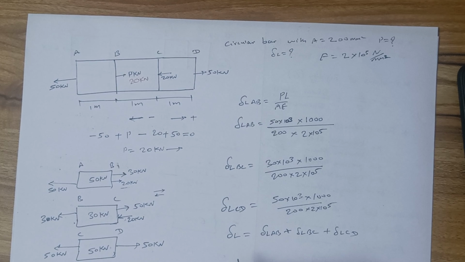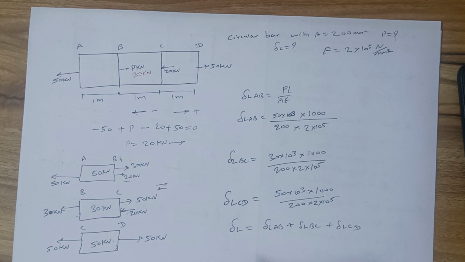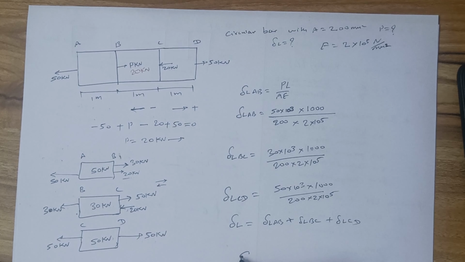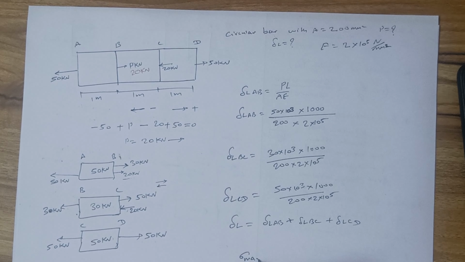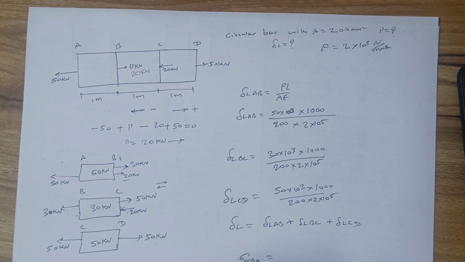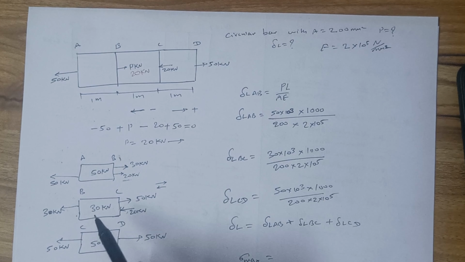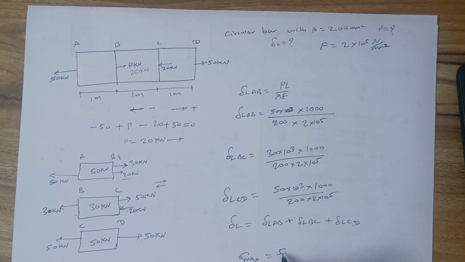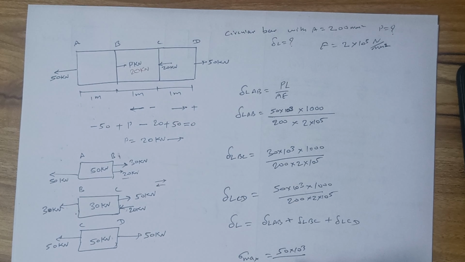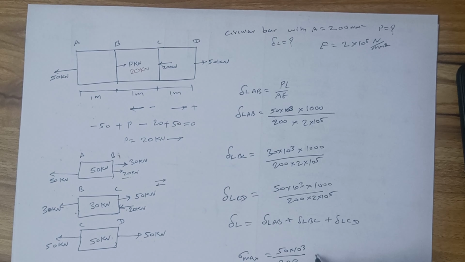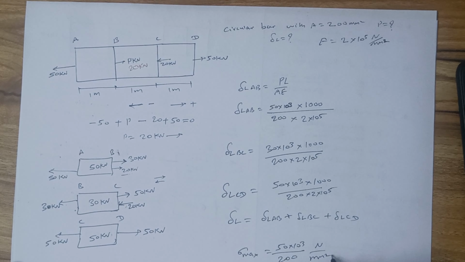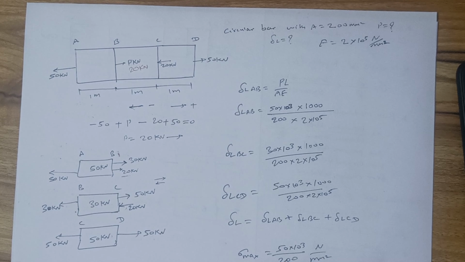If they ask what the maximum stress is in this question, the maximum stress is equal to the maximum force, since pressure or force is treated as equal in this type of question. So the maximum force is 50. So 50 into 10 raised to 3 upon area 200 mm square, so this is Newton per mm square. By calculating this you will get the value of the maximum stress.